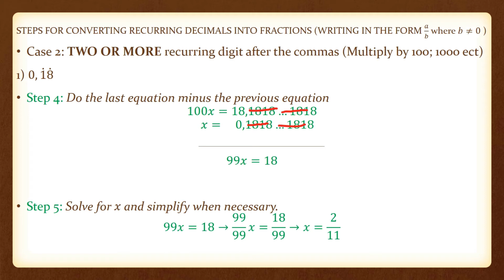To make it clear, we have 18 over 99, we can divide here by 9, and then divide also 99 by 9 to simplify. 18 by 9 is 2, 99 by 9 is 11. Therefore x is equal to 2 over 11.